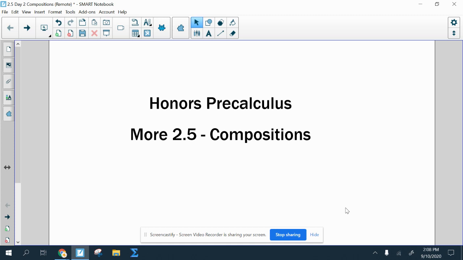Hi everyone. So today's lesson is more on compositions. If you're following along in your textbook, this is section 2.5. We're going to spend a little bit of time going over just briefly what you did yesterday, or what you should have done yesterday, and then do some practice problems together.